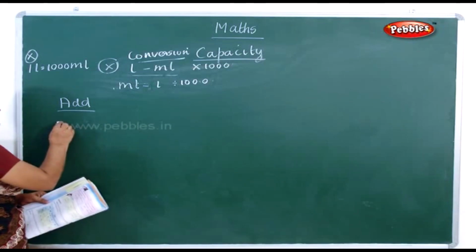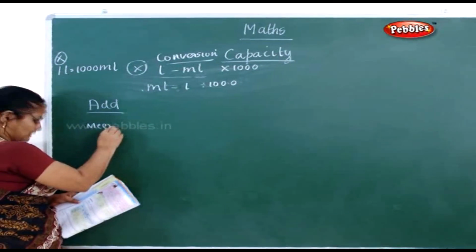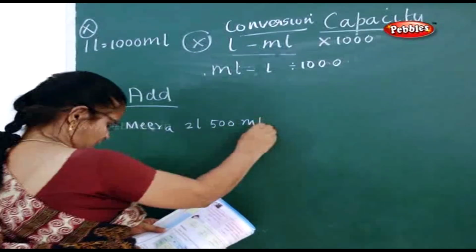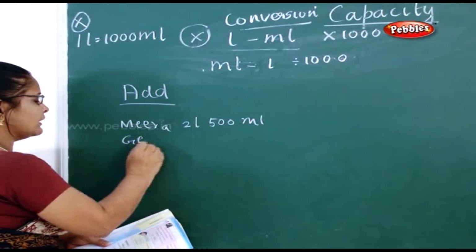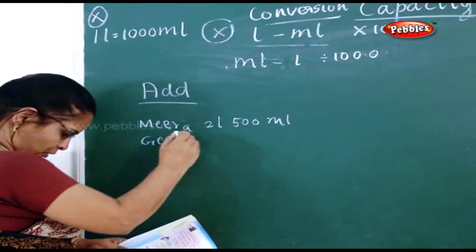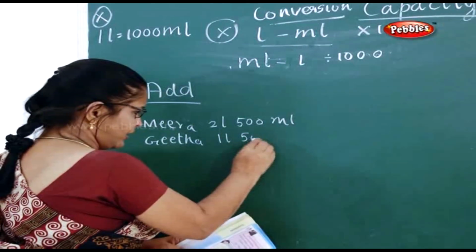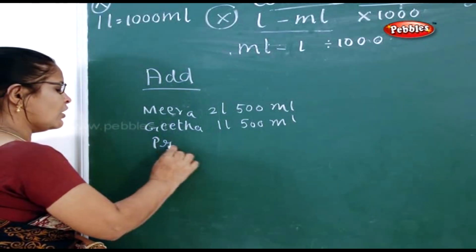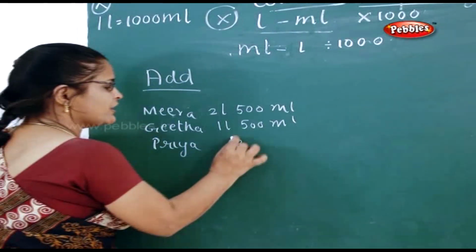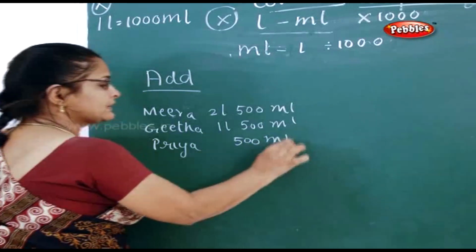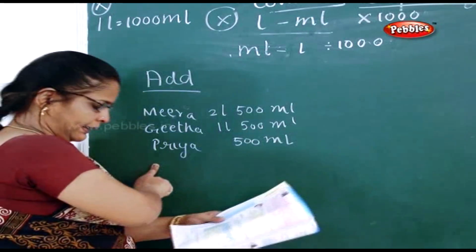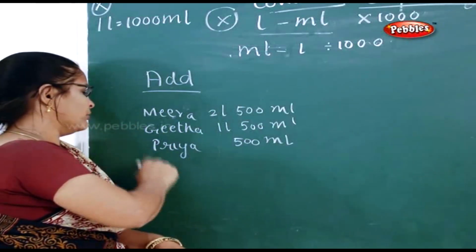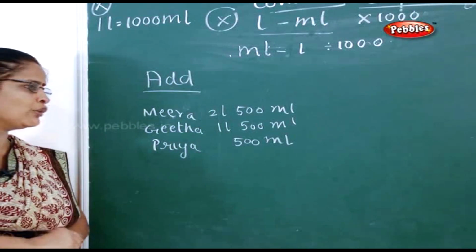So, Meera, how much did she bring? She brought 2 liter and 500 ml. Now, another girl, Geeta. How much did she bring? She brought 1 liter and 500 ml. Now, Priya, how much did she get? She got only 500 ml. Now, the question is, you have to calculate how much milk was bought by all the three. So, that means you have to add.